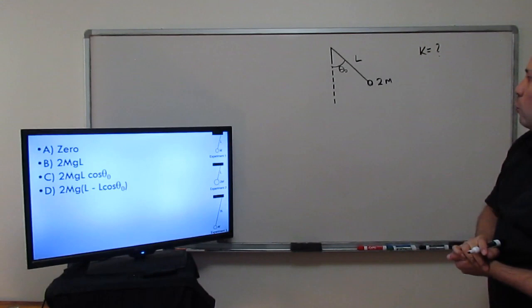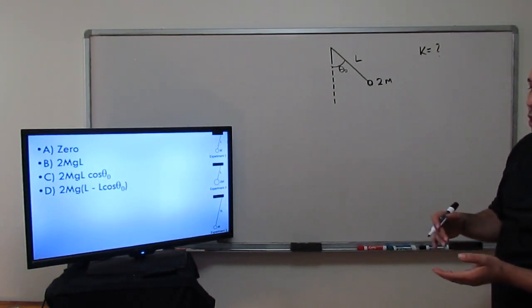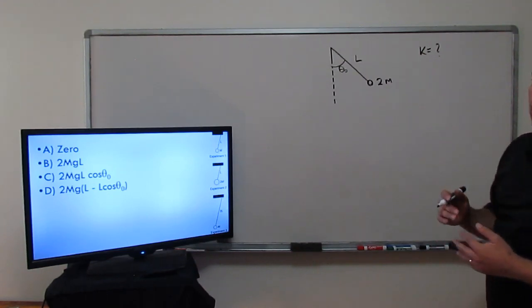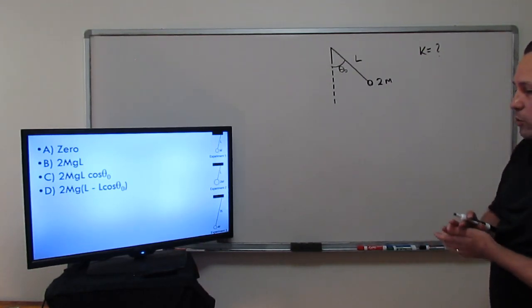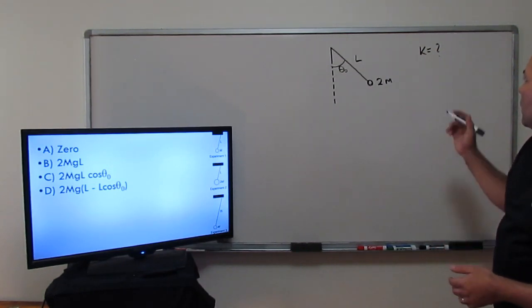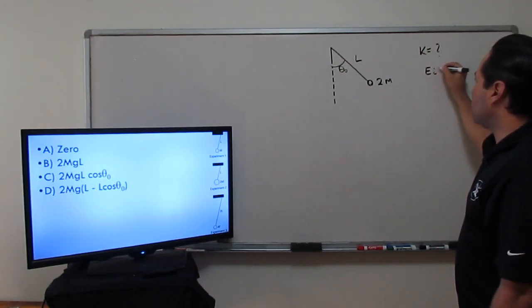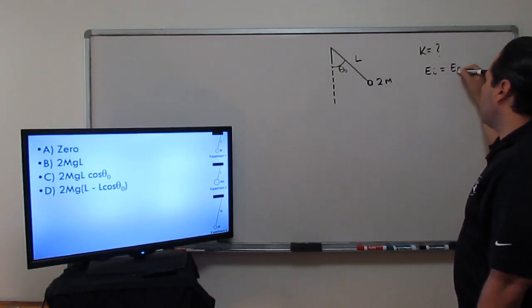Alright, so what are we going to do to solve for this one, kinetic energy? Well, we're going to use the law of conservation of mechanical energy to solve this problem. Alright, so for the law of conservation of mechanical energy, it's going to be mechanical energy initial is equal to mechanical energy final.